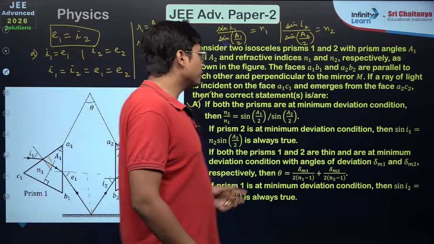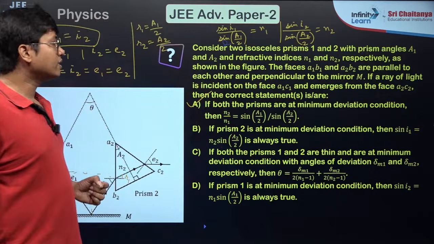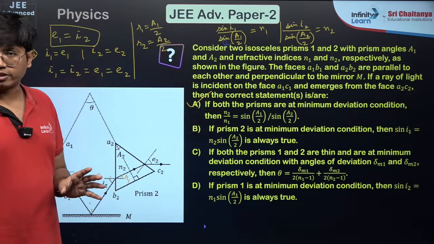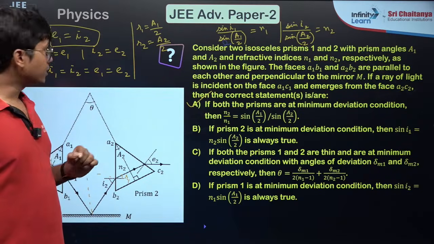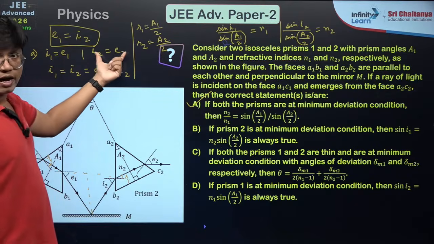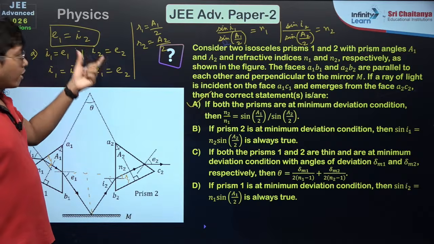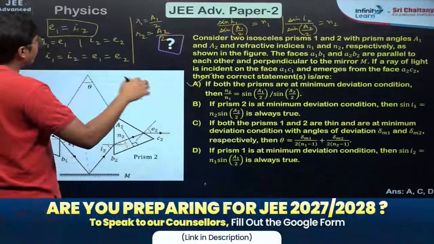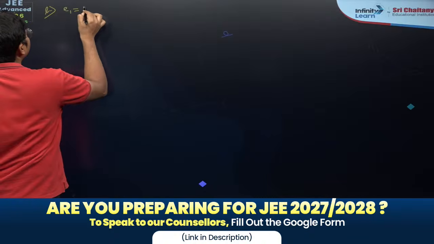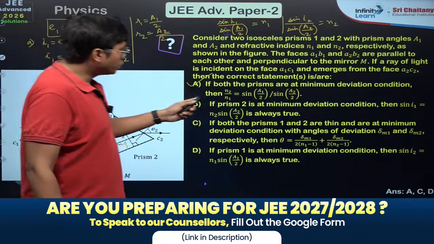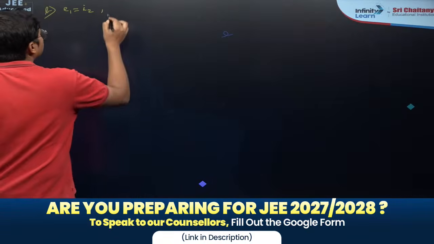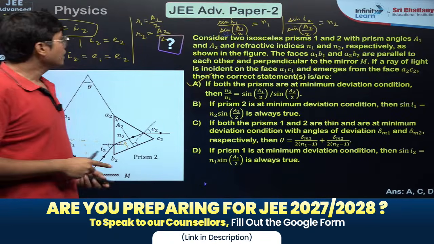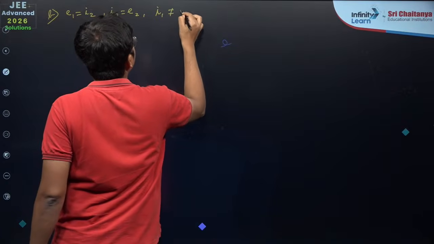Next statement says, if the prism 2 is at minimum deviation condition, then sine I1 is N2 sine A2 by 2. So prism 2 is in minimum deviation, but prism 1 is not. In this criteria, with prism 2 in its minimum deviation condition, I know I2 is equal to E2 would still apply. In the second case, we know E1 is still equal to E2, that's always going to be true for geometry. I2 is equal to E2 because there is minimum deviation in the second prism. But because there is no minimum deviation in prism 1, I1 is not equal to E1.